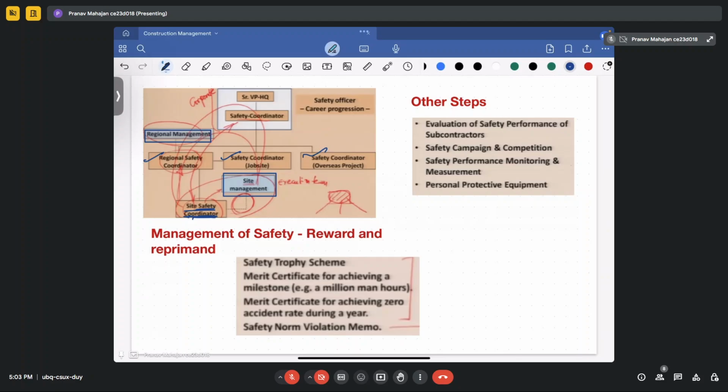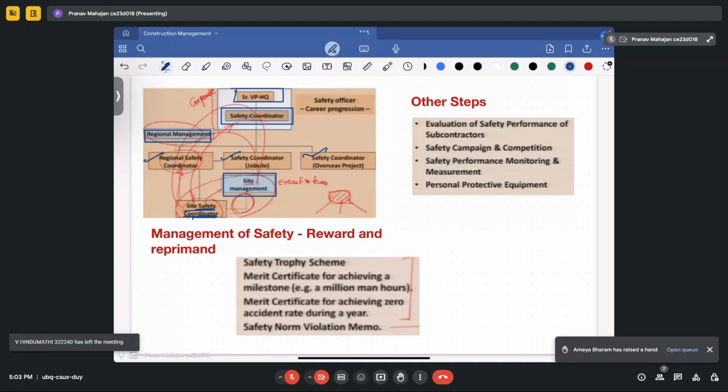Then this regional management will report to the safety coordinator, and then he will coordinate with the safety senior vice president, who is resident at the headquarters of the company. So this is the career progression of the safety officer.